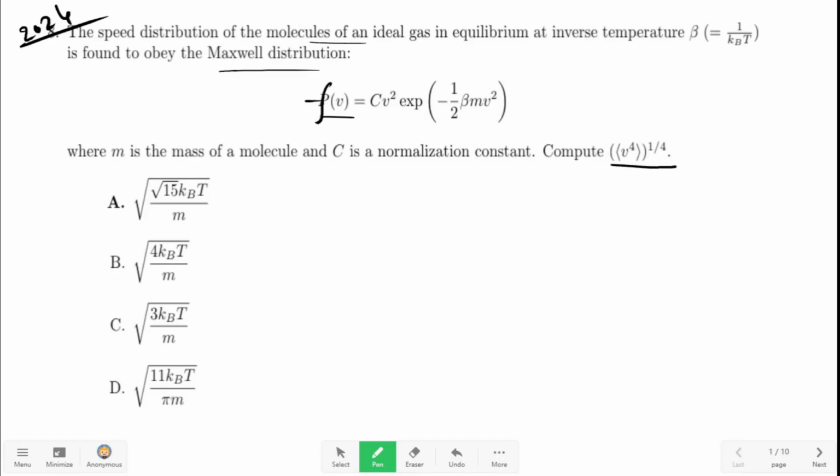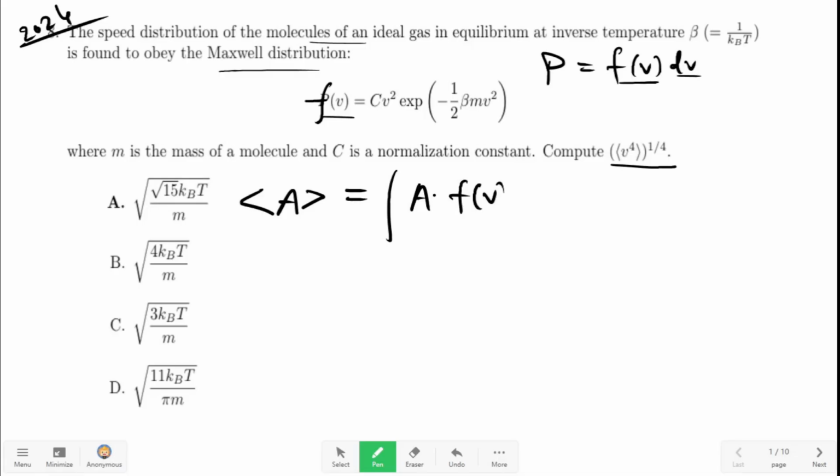I will use the letter f for denoting the distribution function because p is used for probability, and probability is given by f of v times dv. Only if we multiply the distribution function by dv, then we will get p. Now to get the average value of any quantity on particles, we will integrate. If we want the average value of a, we will multiply a by f of v dv, or you can say we will multiply by p, then integrate it from 0 to infinity.